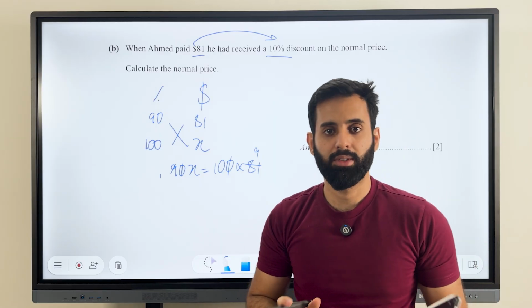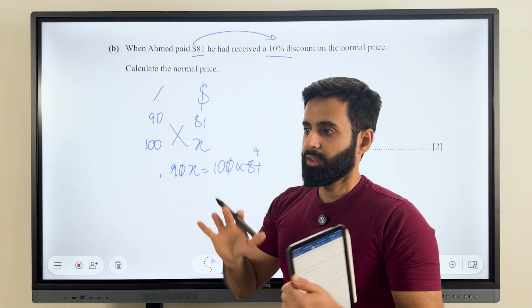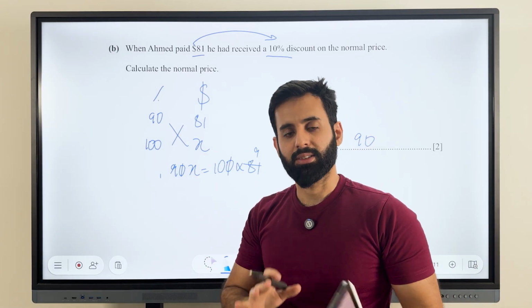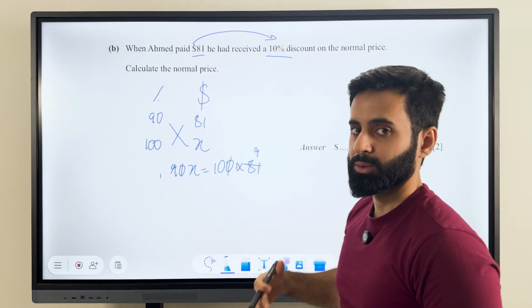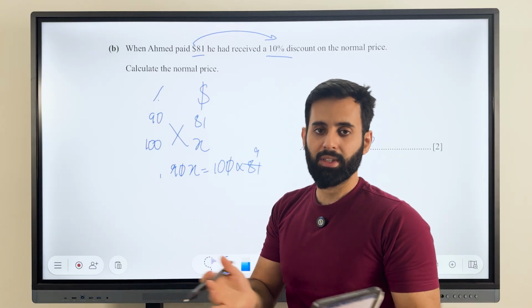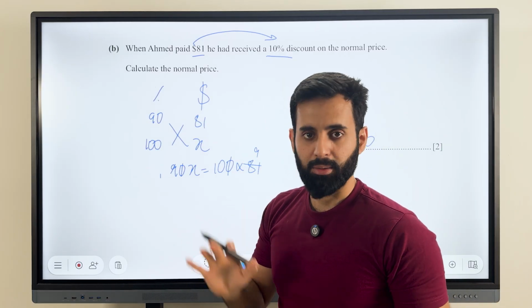So I hope you guys have understood. Getting the right answer is not the objective. The objective is to understand how questions like these are attempted so that you can be independent and solve any question like this on your own.